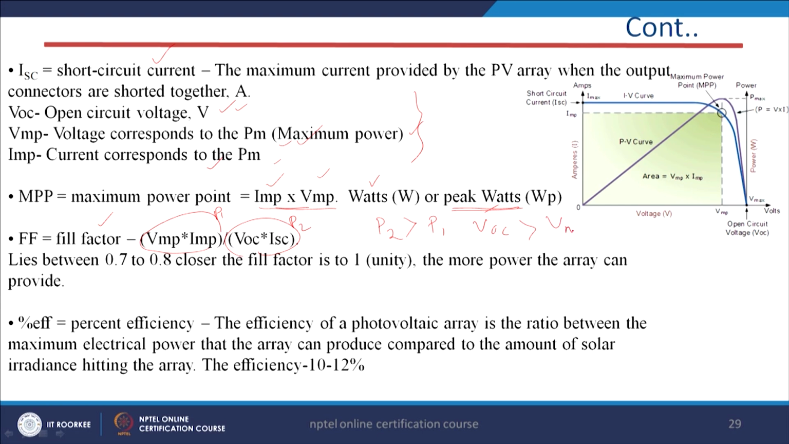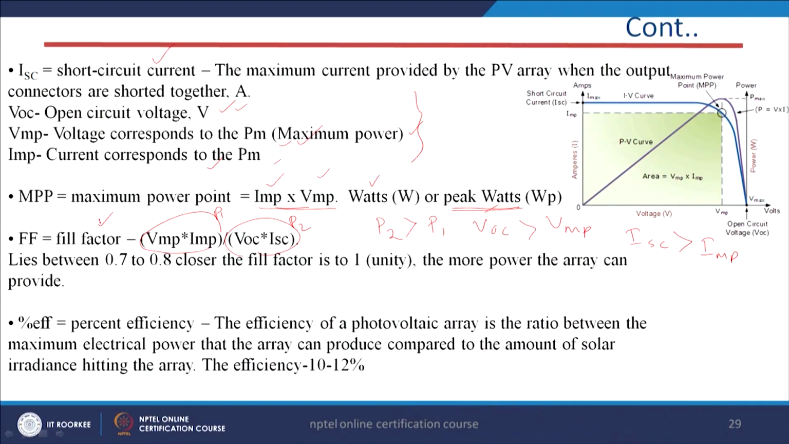is greater than the V max, the voltage corresponding to the maximum power, and similarly I short circuit is greater than I MP, the maximum current. I mean the current corresponding to the maximum power point. It is not maximum current, it is a current which corresponds to the maximum power point.